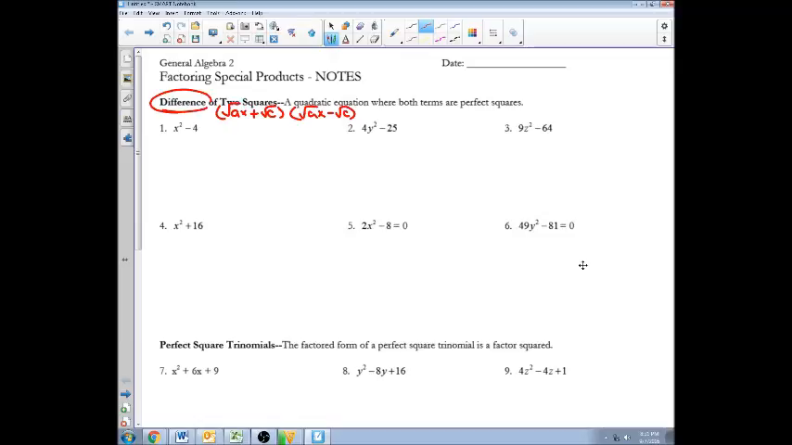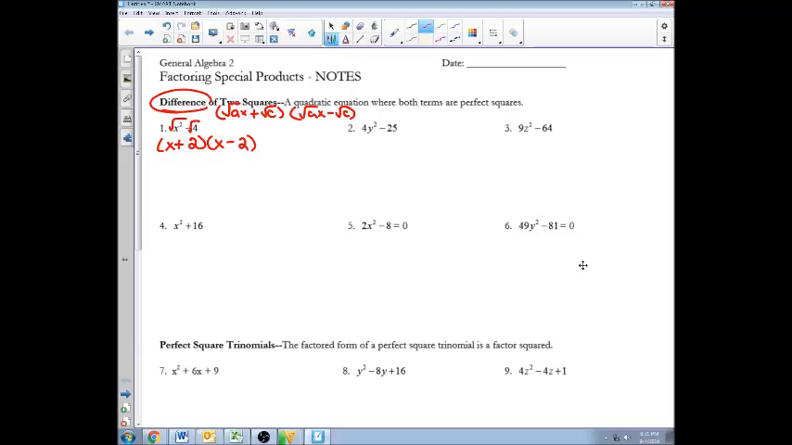So number one, I have x squared minus 4. Is x squared a perfect square? Well, it is x squared, so yes. Is 4 a perfect square? Well, 2 times 2 is 4, so yes, that is also a perfect square. So what I'm going to do is take the square root of x squared and the square root of 4. So the square root of x squared is x. The square root of 4 is 2. X and 2. In one of them it'll be positive, one of them will be negative, and that is all we really have to do right there.